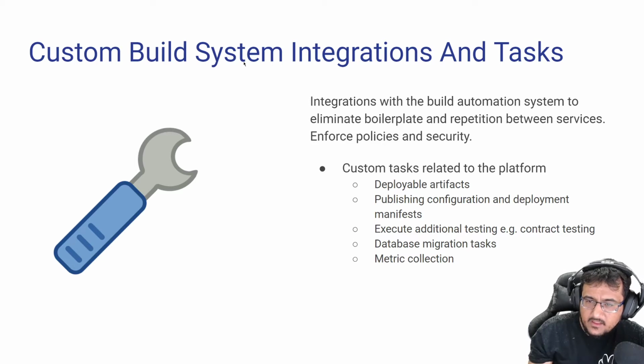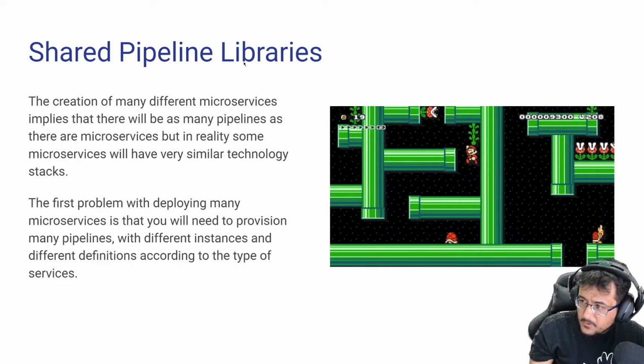You want to make tasks for deploying artifacts, for publishing configuration, executing additional testing on all your services, database migrations, and other type of stuff, right? Like metrics collection from the build system. That's also a consistent pattern that I have seen when building microservices. And then you will also have a shared pipeline library.